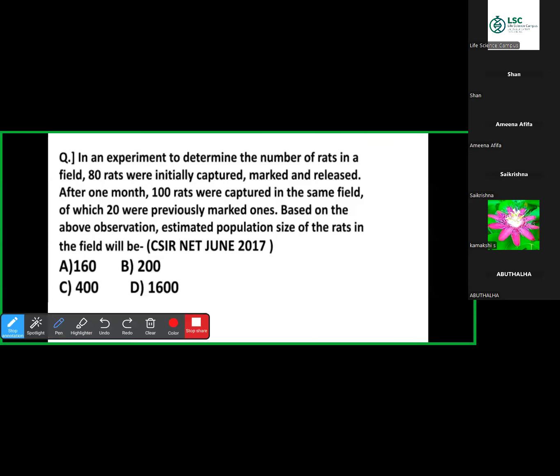In an experiment to determine the number of rats in a field, 80 rats were initially captured. So first capture is 80, marked and released. After 1 month, 100 rats were captured in the same field, of which 20 were previously marked ones. So in the second capture, there were 100 rats and 20 were previously marked ones. That means 20 are recaptures. Based on the above observation, estimated population size of the rats in the field will be 80 into 100 by 20. It will be 400.